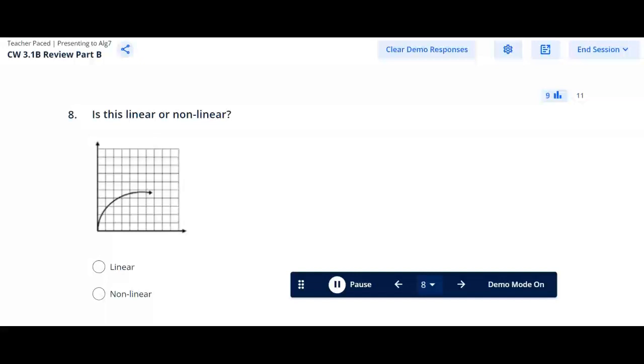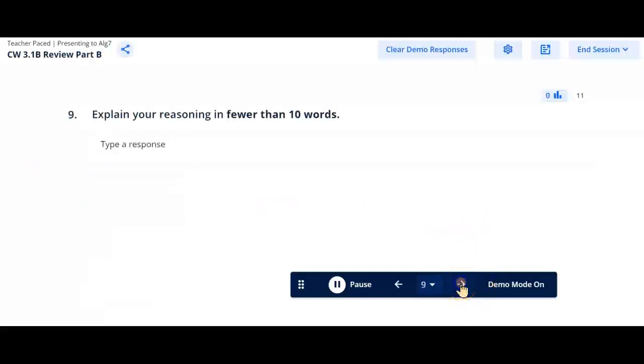Perfect. Everyone correctly determined that this is not linear. The function here is not linear. Can you explain your reasoning? You could say the relation. So just most general, we could always call this a relation. The relation.